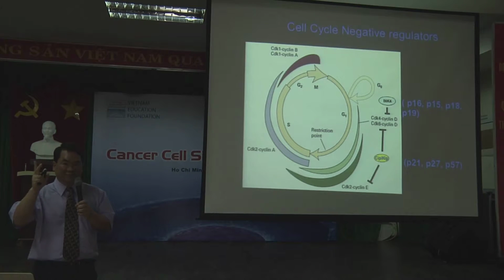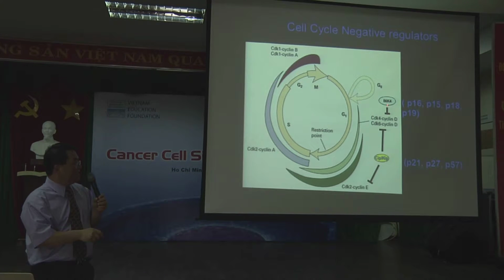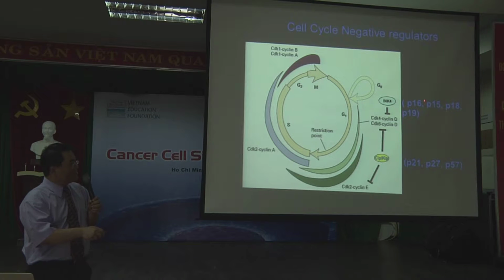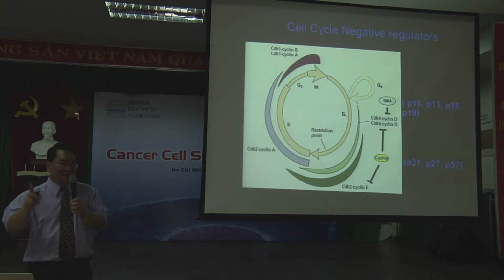Actually, the two CKI families: one is called the INK4 family, the other is called the CIP/KIP family. INK4 stands for inhibitor of CDK4, okay? They include several proteins called P16, P15, P18, P19. We'll talk about that later. Their capability is to inhibit the early G1 cyclin CDK activity, thereby stopping the cell cycle machinery.